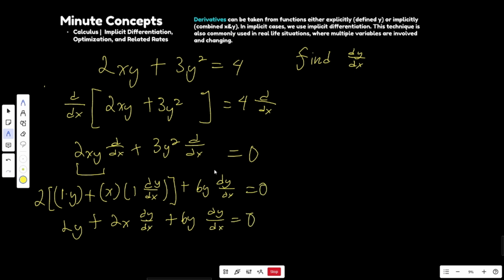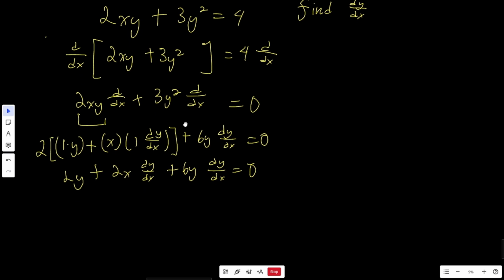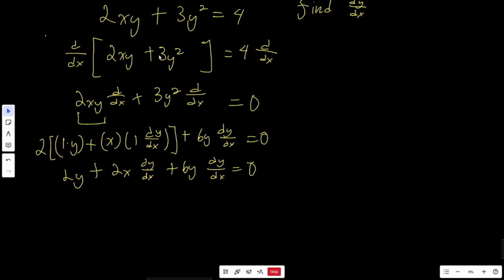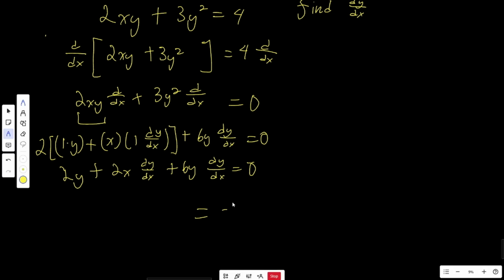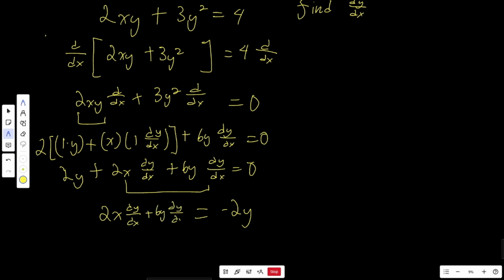Now what's the next step here? The next step is going to be to isolate every term that has dy/dx. So to isolate each term that has dy/dx, we're just going to move this side here, the 2y that doesn't have anything attached to it. We're going to move it to the other side, so negative 2y, and we're going to be left with these terms: 2x dy/dx plus 6y dy/dx.